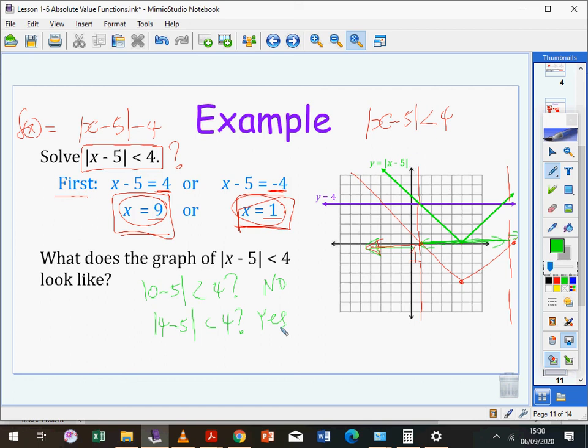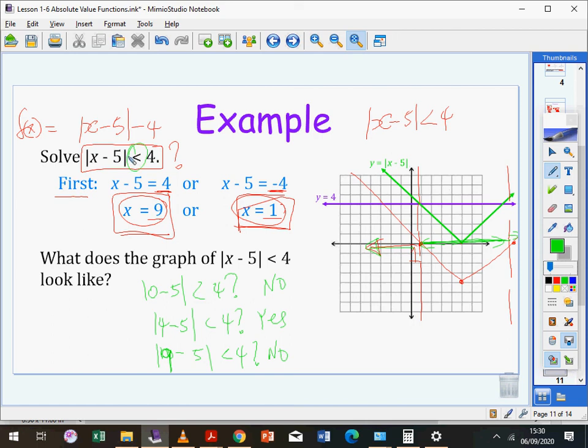And then I finally can check for a value that's bigger than 9. Even if I try 9 itself, |9 minus 5|, is that less than 4? From 9 onward, 9 minus 5 is 4. The value is 4. Is 4 less than 4? The answer to that is no. So that tells you that 1 and 9 are not included in the solution, but that already was told to you by this part of the equation.